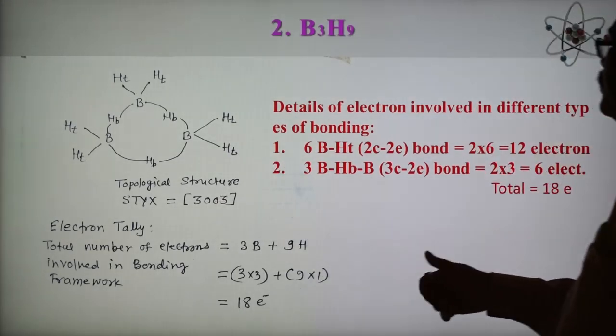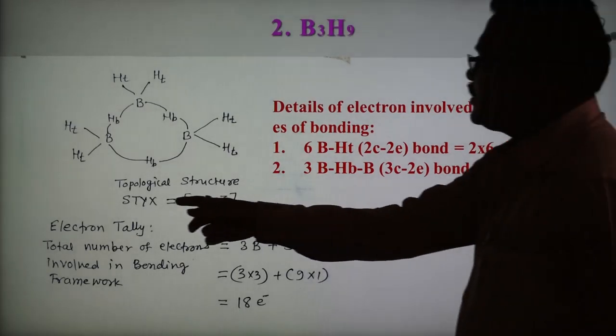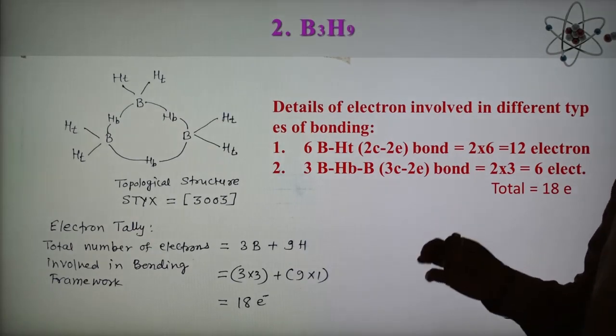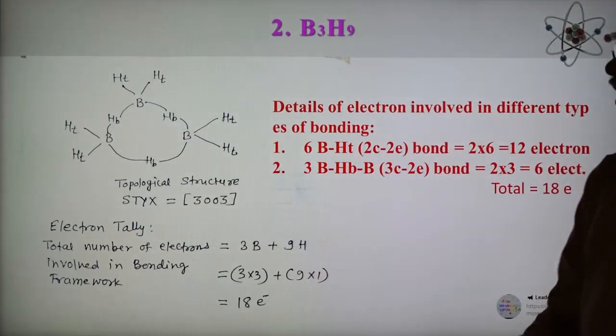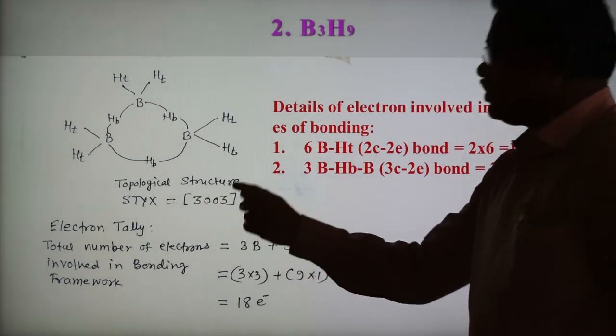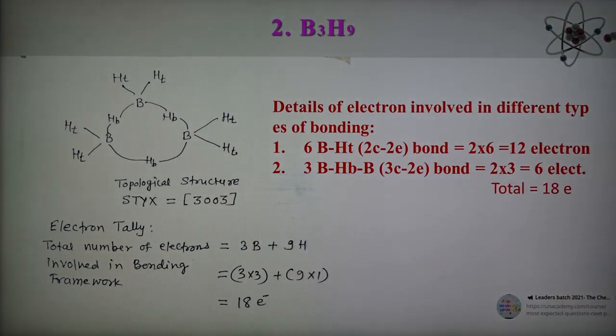And the fourth is the X value, which is the number of BH2 units. So this is 1, this is second, this is third. So 3 are there. So 3003 is the styx number. 3003 is the styx number in the case of B3H9.